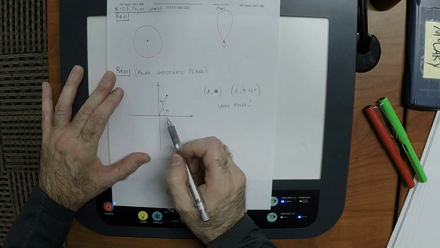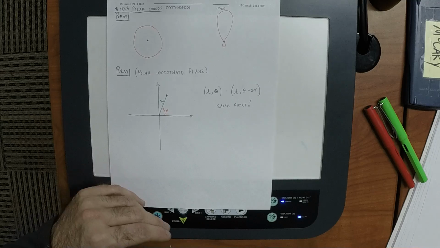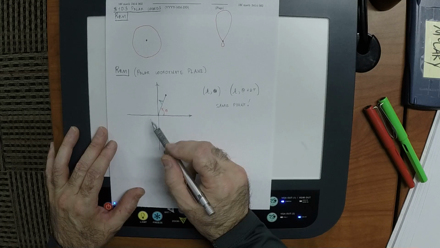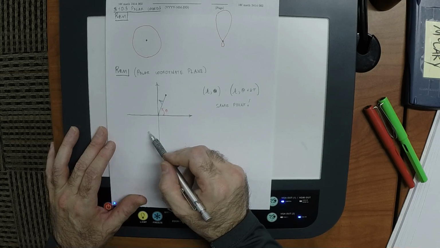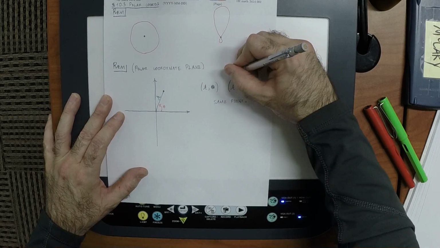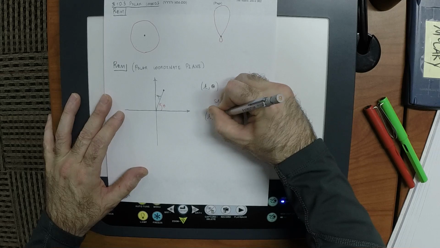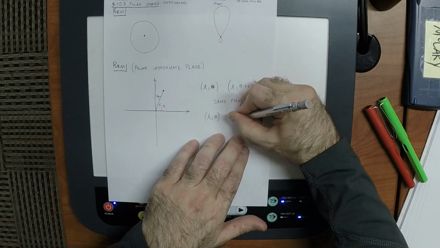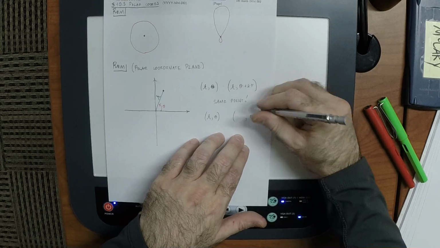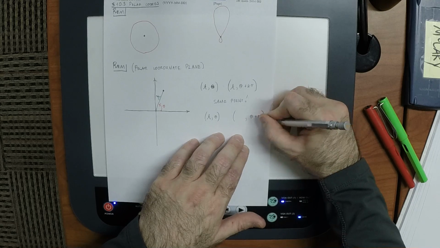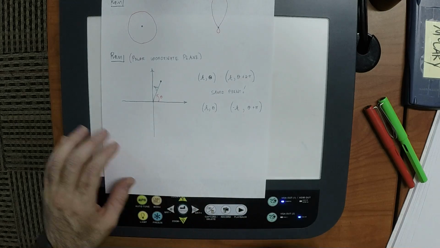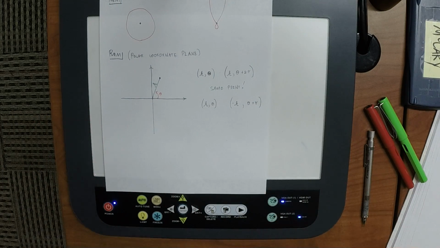But besides going a full rotation around, you could also say, well, I'll go a half rotation around so that I'm pointing in the opposite direction, and then I'll negate r. Which is to say that (r, theta) is the same point as (negative r, theta plus pi). Okay. So you have to be a little bit careful about this.